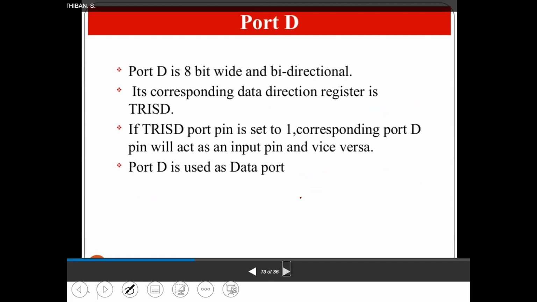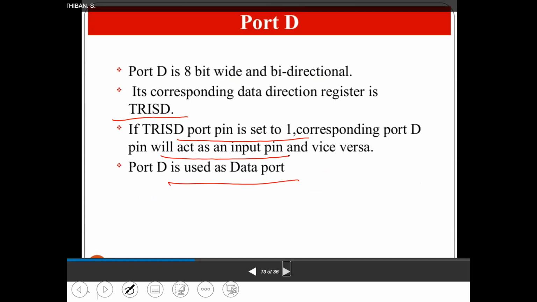Port D is also an 8-bit port, and it is used as a data port. Can you understand or not? The data direction register is TRISD, and if the port pin is 1, it will serve as an input pin. 0 means it will serve as an output pin.